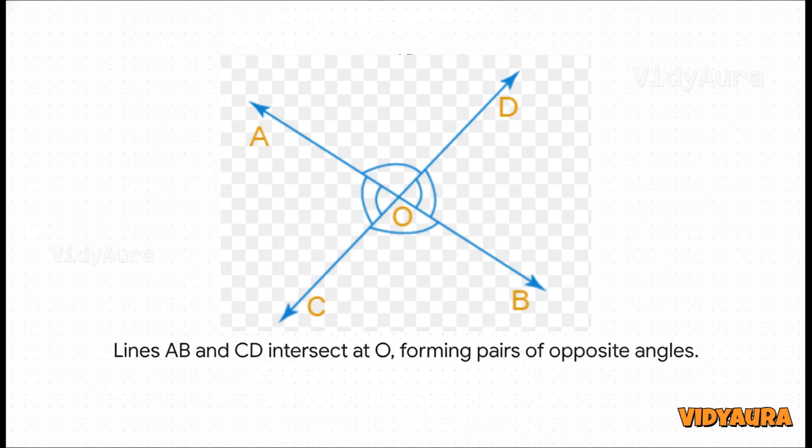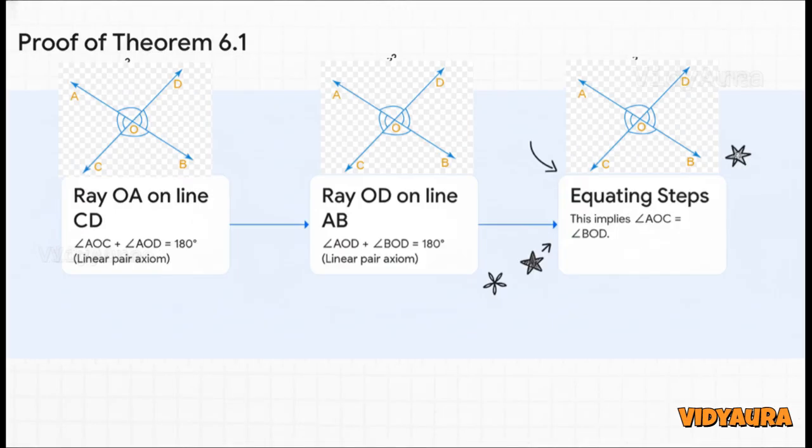Now, let's prove something amazing about them. Now, this is a common tricky point, so watch carefully. It's a really neat proof. Step 1. Just focus on the line CD and the ray OA standing on it. See that? What rule can we use? The linear pair axiom.